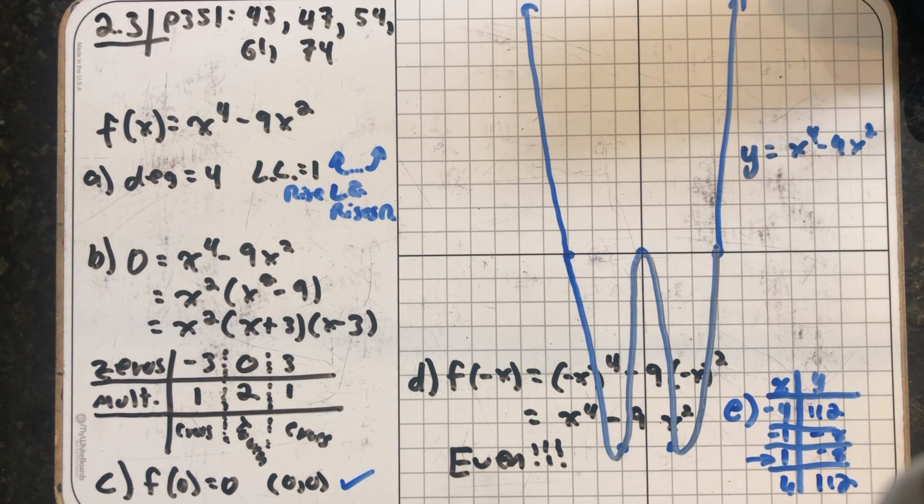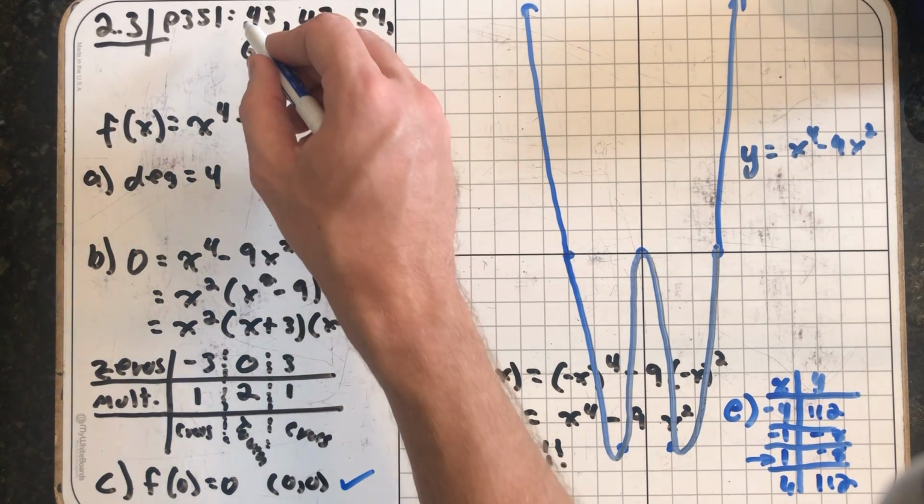Now if I wanted a better graph, I'd plot more points. I could easily throw in the points at 2 and minus 2 and maybe get this shape a little better. But looking at it, I see that nice, happy, even shape, and we have finished problem number 43.